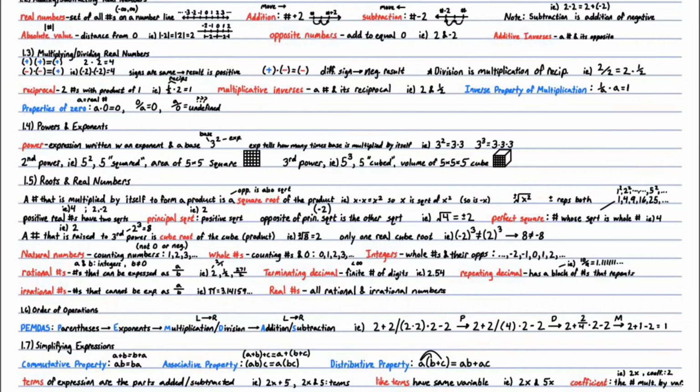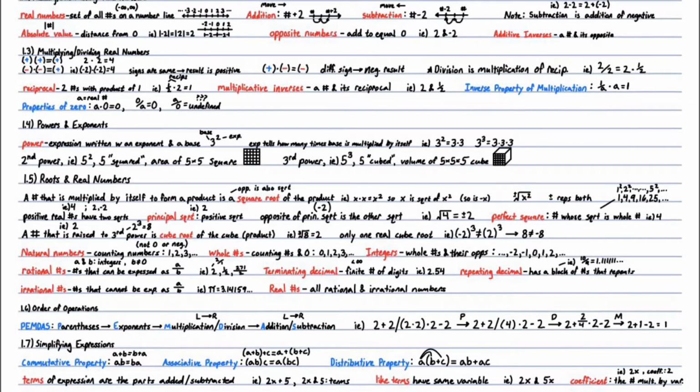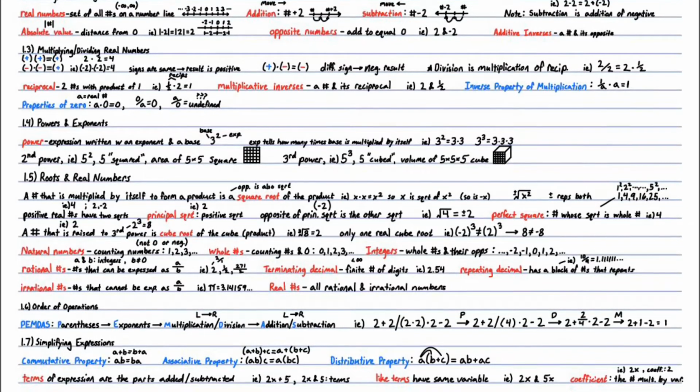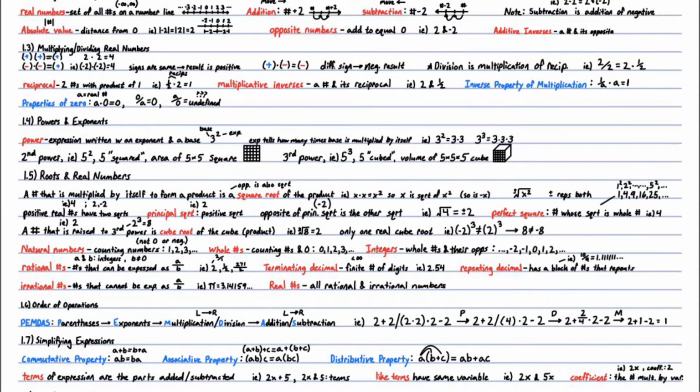A number that is raised to the third power is the cube root of the cube product, i.e., the cube root of 2 cubed, or 8, is equal to 2. There is only one real cube root, i.e., 2 cubed does not equal negative 2 cubed.